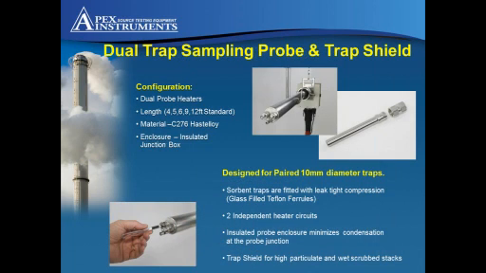A dual trap probe and trap shield assembly, all ready to be inserted into the stack. Each side of the probe is identified as A and B. As a guide, always insert the lowest numbered trap into side A. Normal sampling and temperature of the stack up to around 300 to 350 degrees Fahrenheit is acceptable.